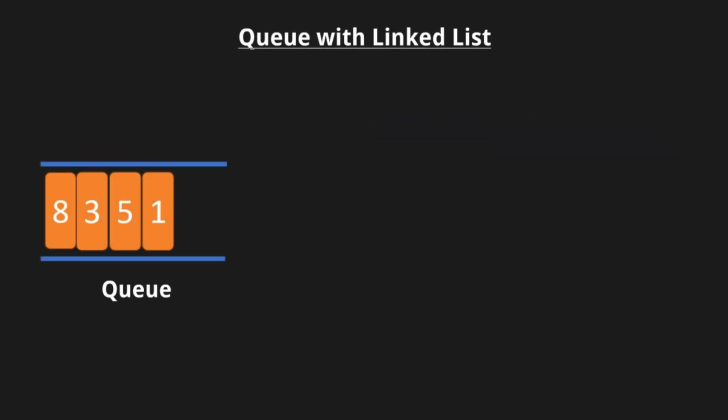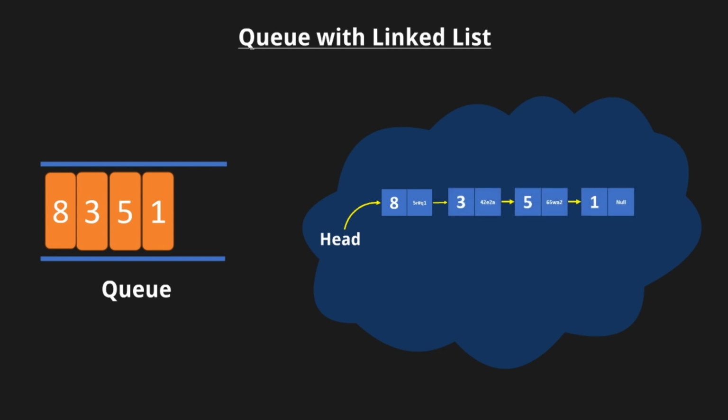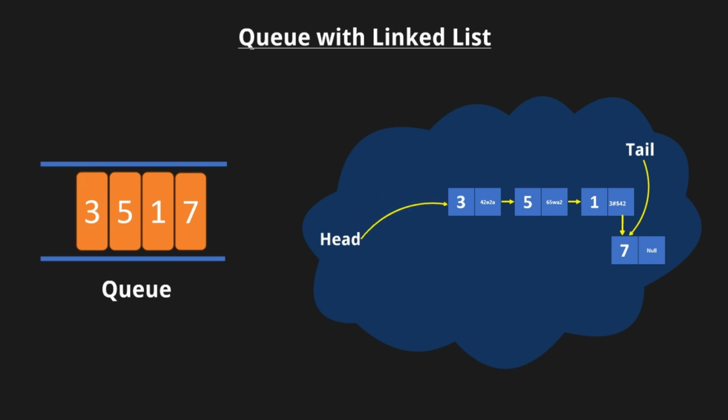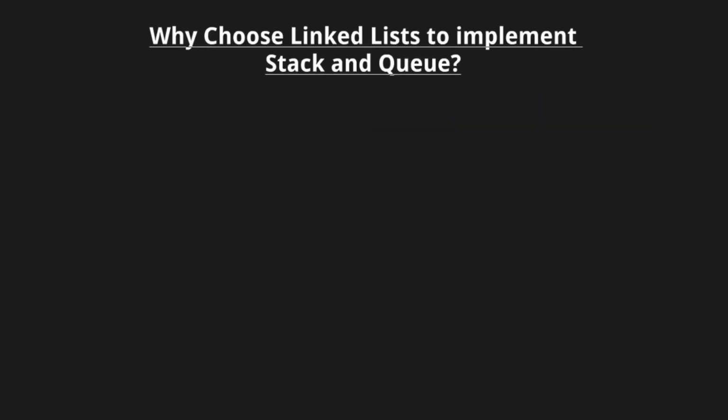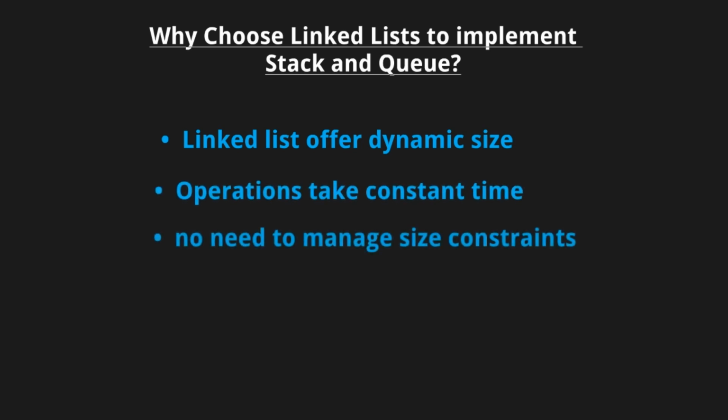In a queue, we follow the FIFO principle, first in, first out. Using a linked list, nodes are added at the tail during enqueue and removed from the head during dequeue, making it dynamic in size. Both enqueue and dequeue operations happen in big O of 1 time. Since the size isn't fixed, you don't need to manage capacity or worry about space limitations. In both stacks and queues, linked lists offer dynamic size, constant time operations, and no need to manage size constraints. They're especially useful for dynamic data management.